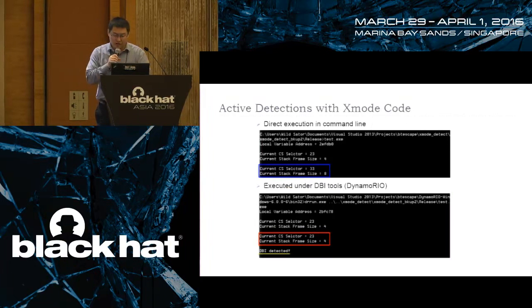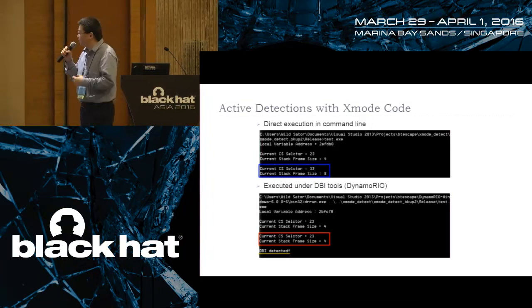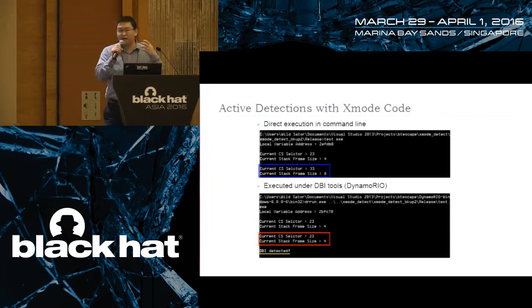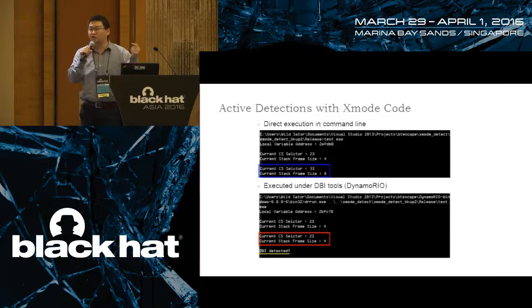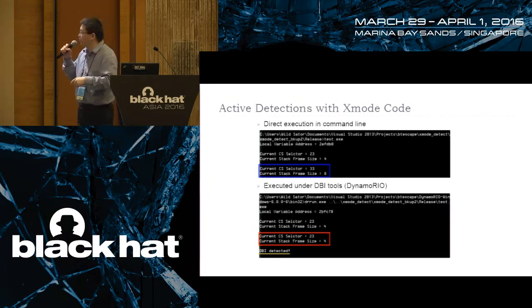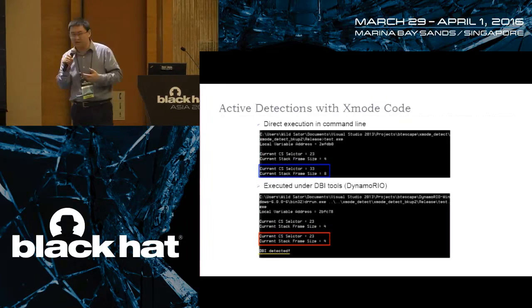Based on this methodology, you can easily detect the DBI environment, because when the DBI is running, it will not translate the selector to 33. The JIT compiler will force that to go to 23. So after the execution, you always get the delta as 4. But if you run that in native mode, the delta will be 8, right? So this is one very simple approach. We can do the DBI detection with cross-mode code.